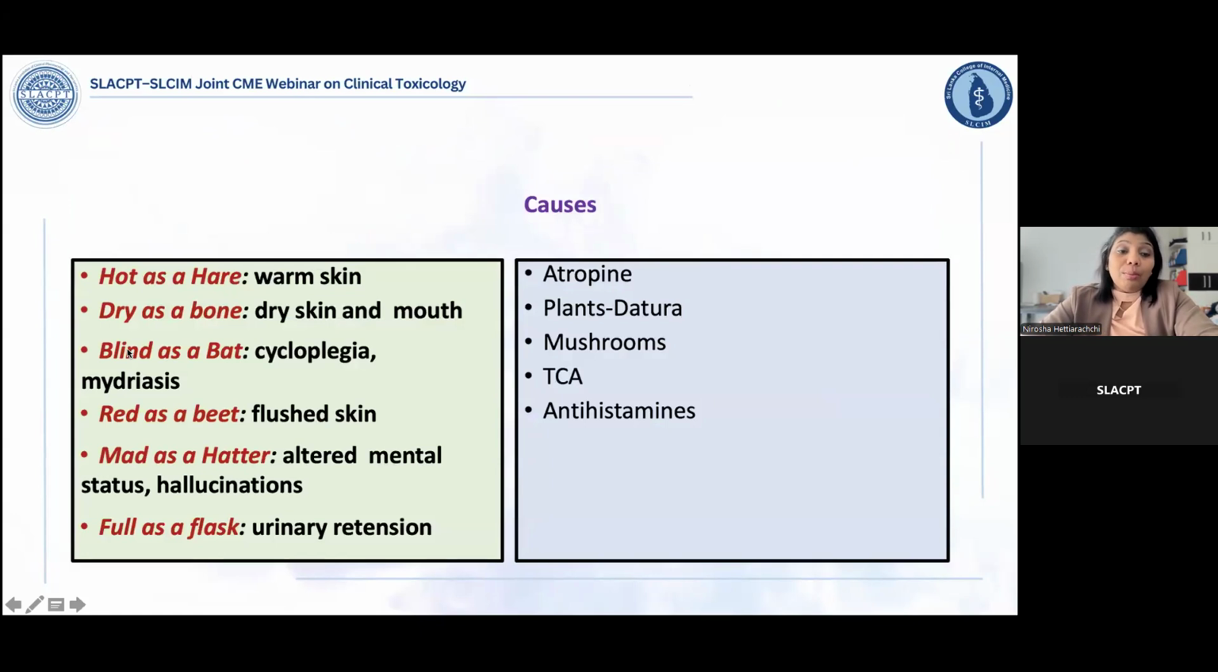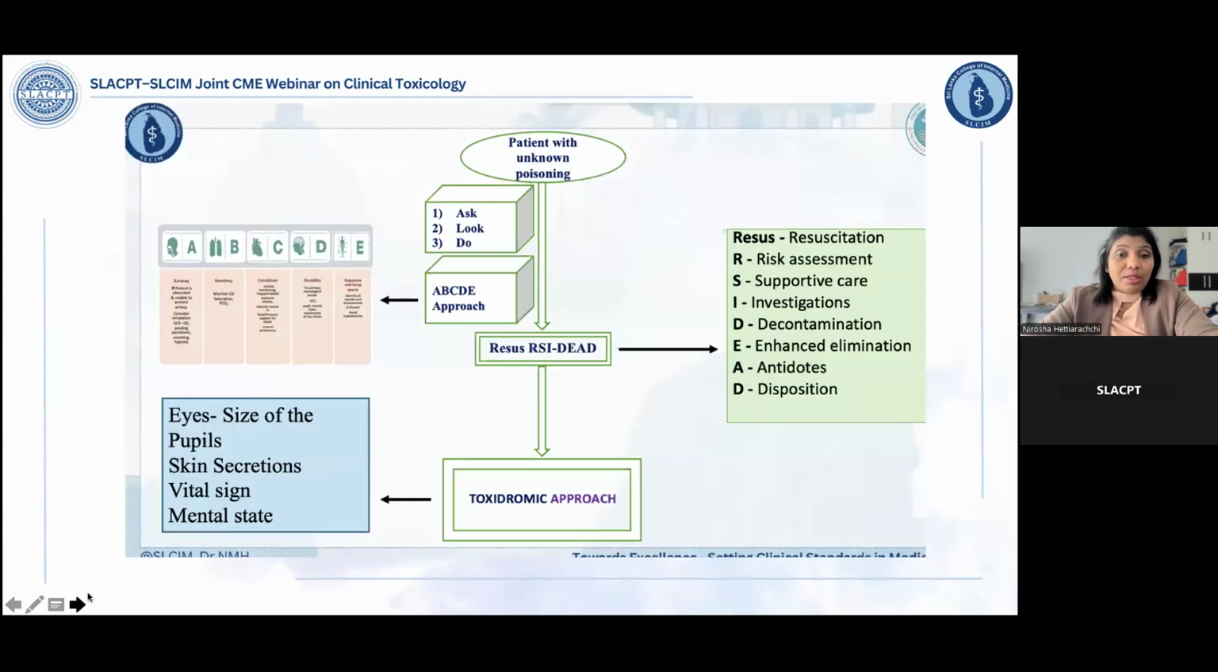So you can remember this again with this small poem that we used when we were medical students. Hot as a hare, we try to say that he has warm skin; dry as a bone because of dry skin and mouth; blind as a bat because the patient has mydriasis; red as a beet because the patient has flushed skin; mad as a hatter because he's agitated and having hallucinations; and full as a flask because there's urinary retention. The most probable causes are atropine plants like datura, mushrooms, tricyclic antidepressants, and antihistamines.